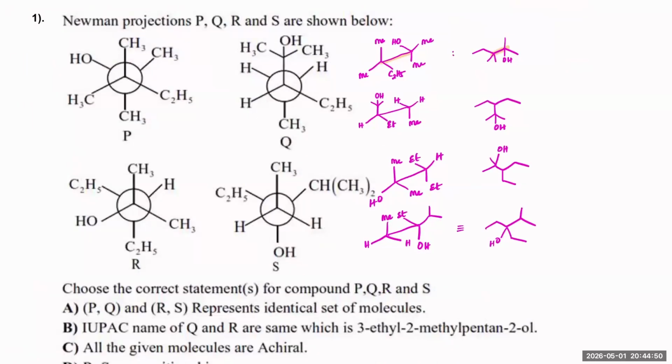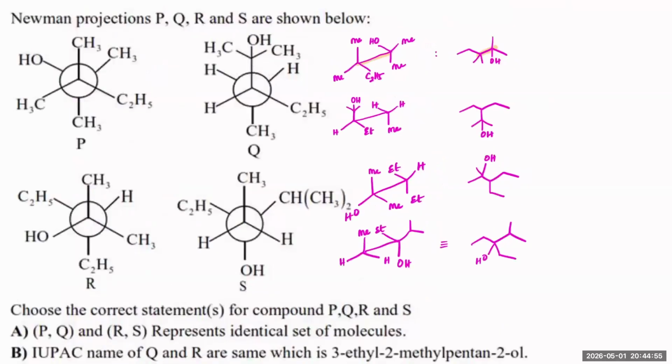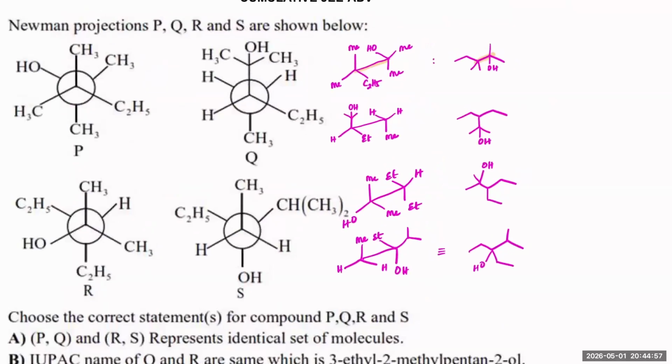Now, check out how P and Q are initially. You can see for these cases, you need to check out the longest chain and write the IUPAC name.